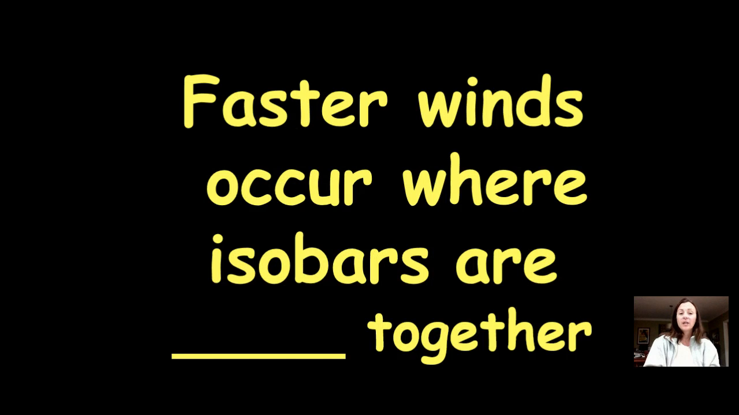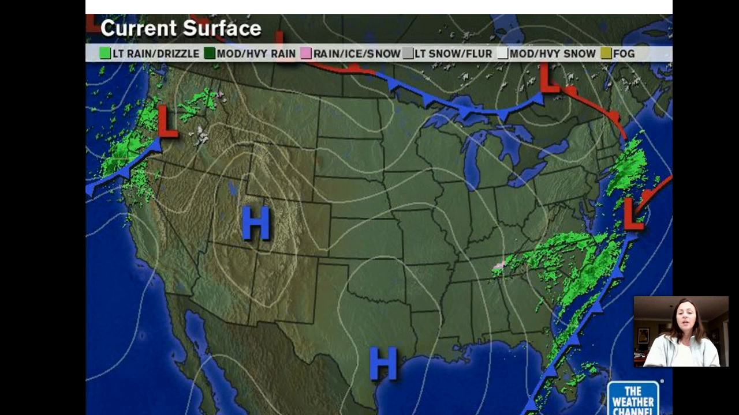We can also use the isobars to determine where winds will be faster. So faster winds occur where the isobars are closer together. Let's look at that map again. The region where the isobars are closer together would be right in this area here. So we would predict that that area would be very windy over Idaho and Wyoming.